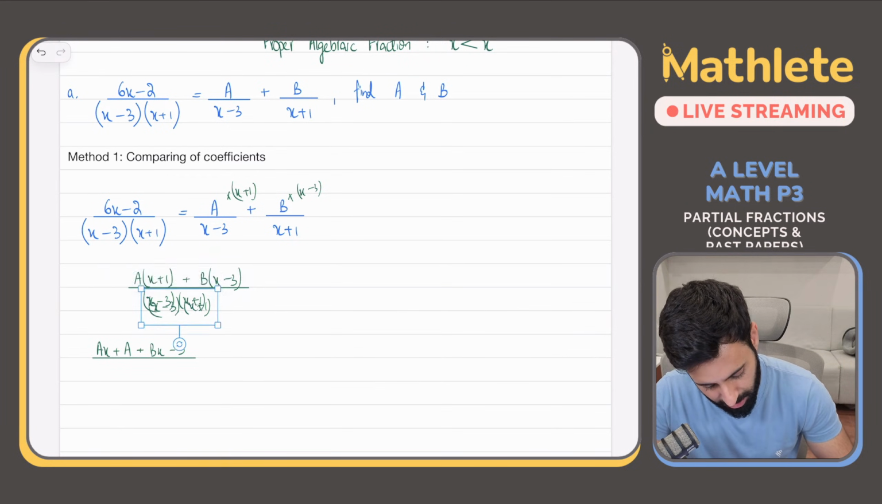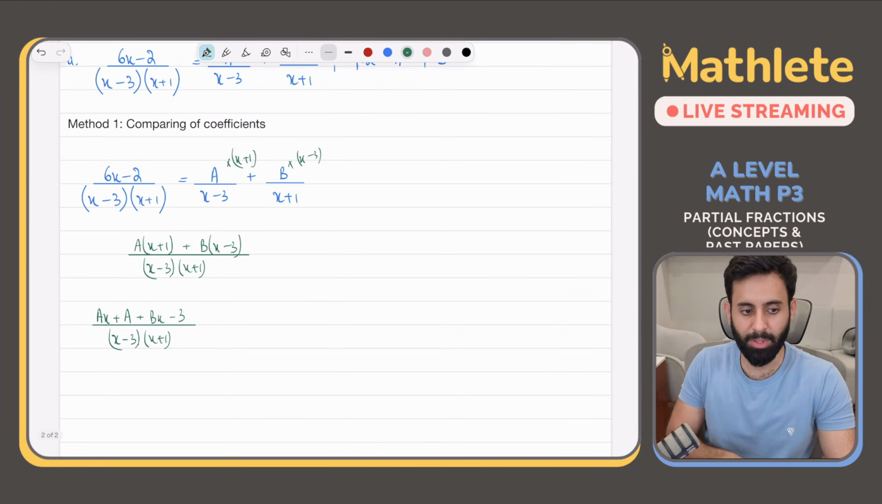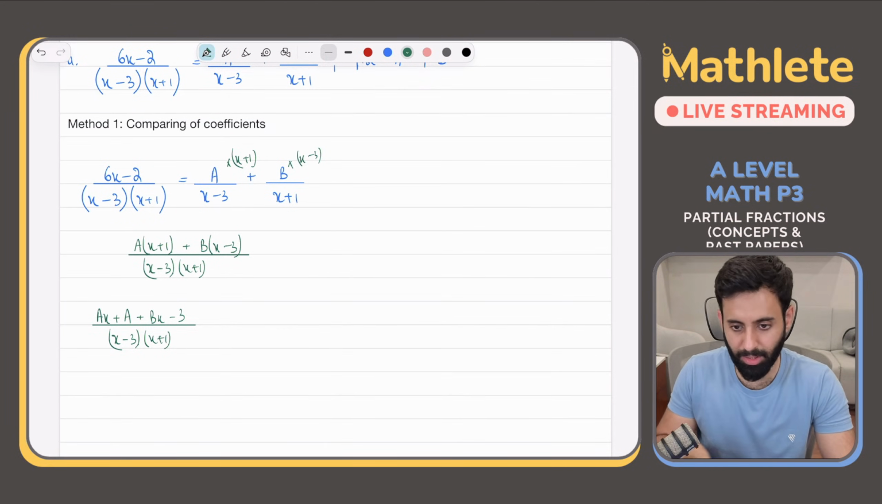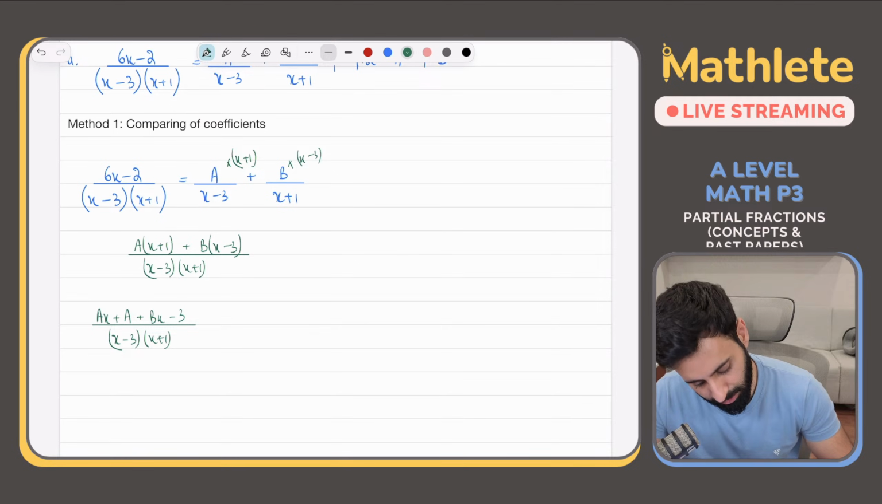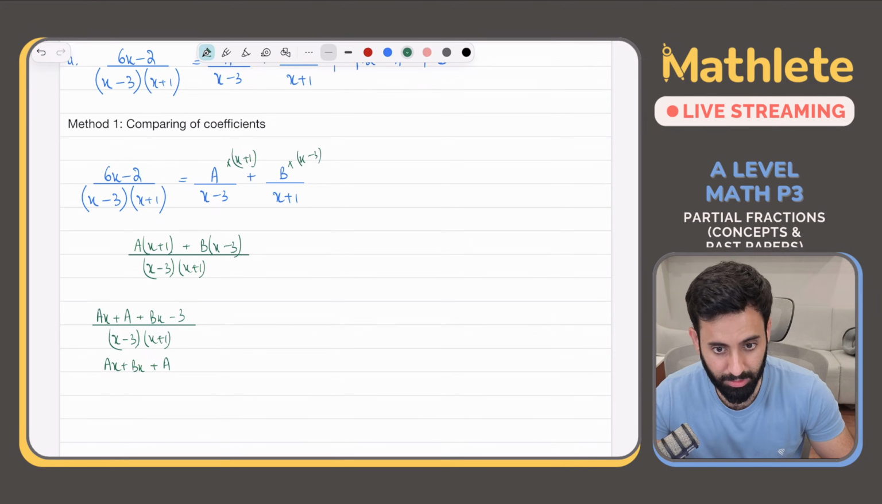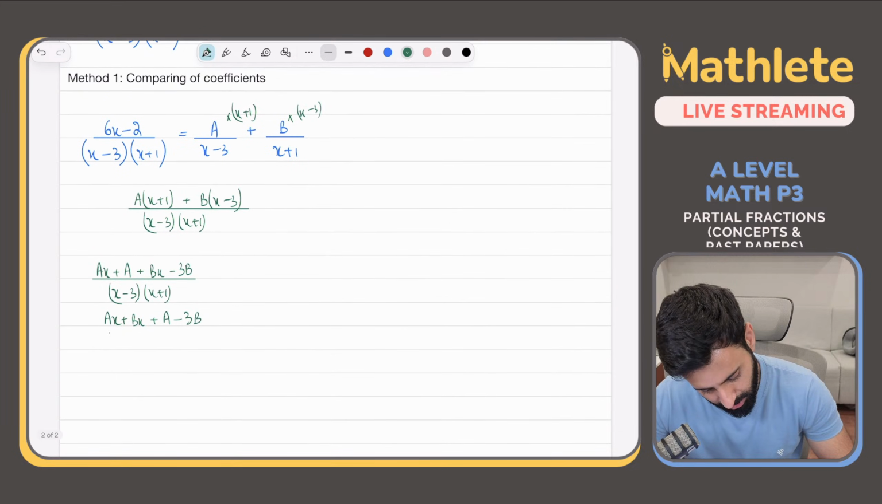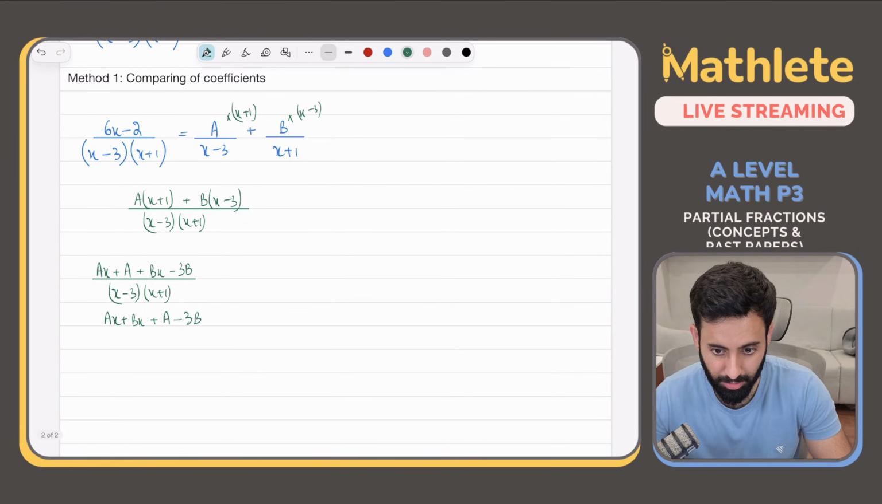Okay, let's copy paste this to save time. Now, comparing of coefficients means that we're going to compare the coefficient of x with x. We're going to compare the constant with constant. So if I rearrange it in a way that I write all the x's together and all the constants together, let's see how that helps. So this is going to be 3b plus a minus 3b. Okay, I'm only focusing on the numerator, not the denominator.